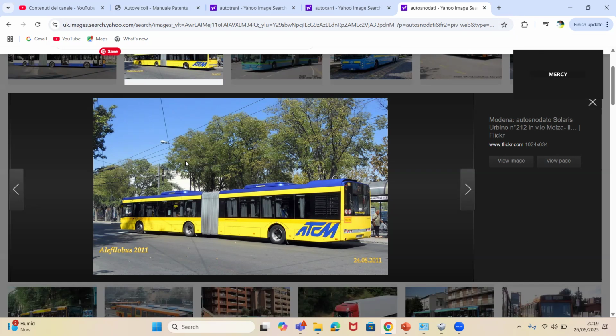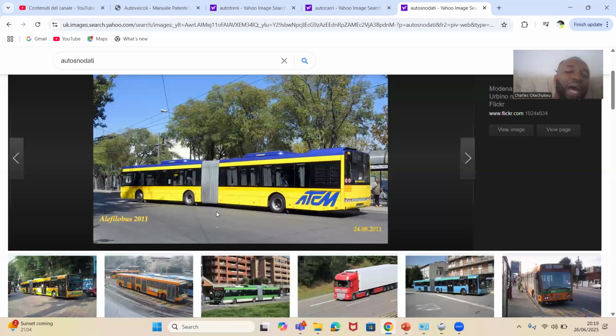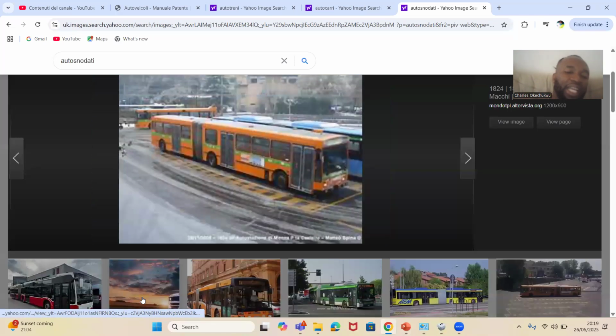Yes. Please now, students, you now know the technical name. They are called what? Autosnodati. Because they're being joined together with an elastic component here. This is snodo. Snodo means a rope or a joint here. They call it autosnodati. Is it clear now? So we now know the technical name. They are called autosnodati, not big bus. Is it clear now, guys?